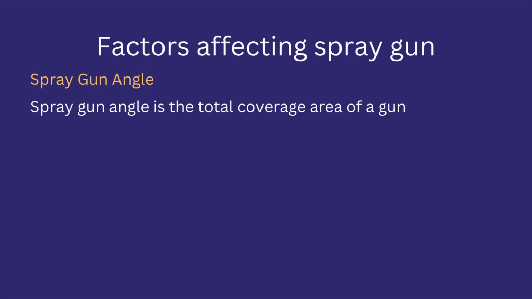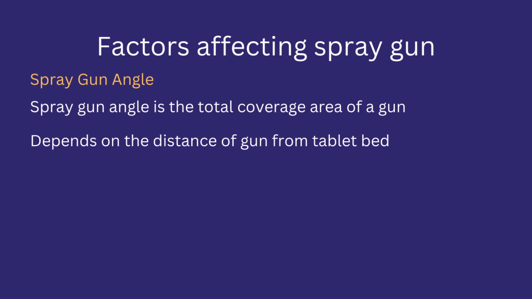Spray gun angle. Spray gun angle is the total coverage area of the spray gun. It mainly depends upon the distance of the spray gun from the tablet bed. The higher the distance, the higher the angle, and vice versa. However, if the angle is too large, the liquid will disperse in air without reaching the tablet bed.